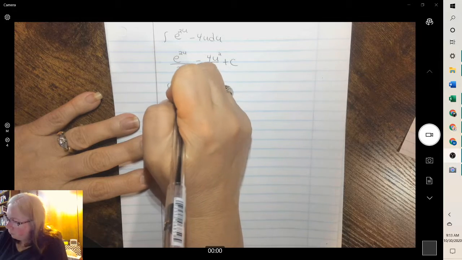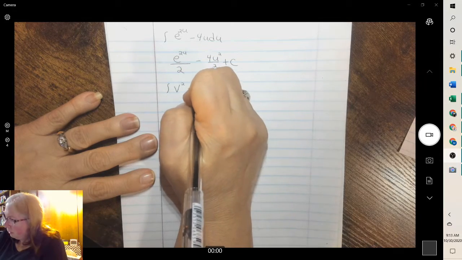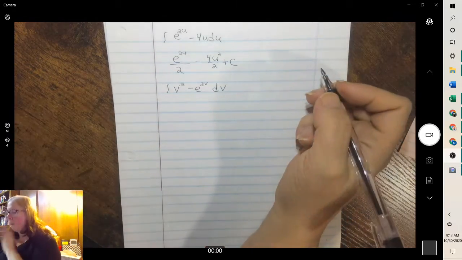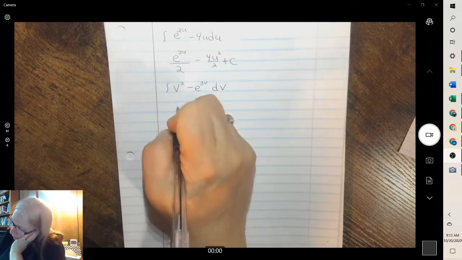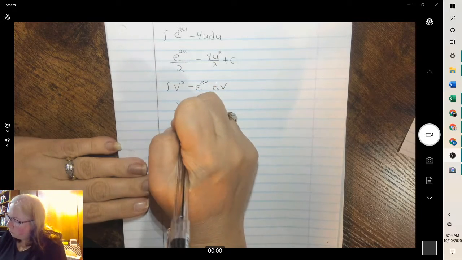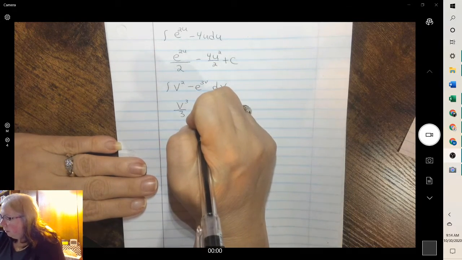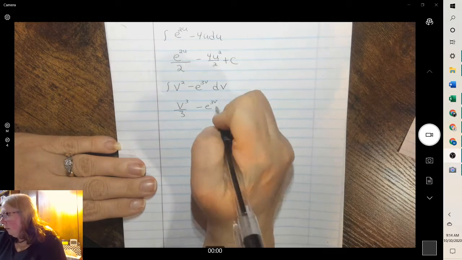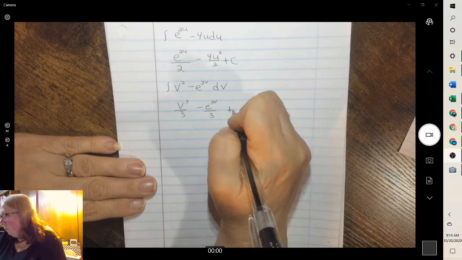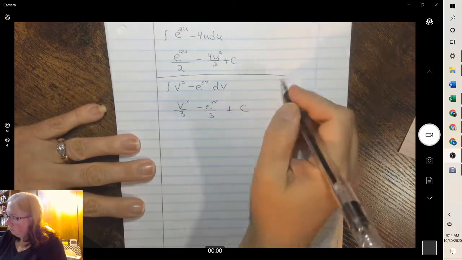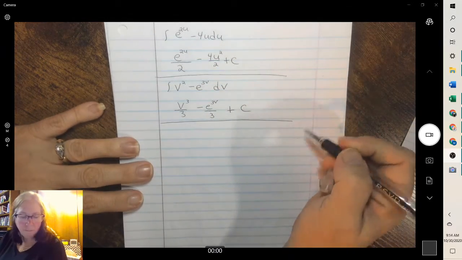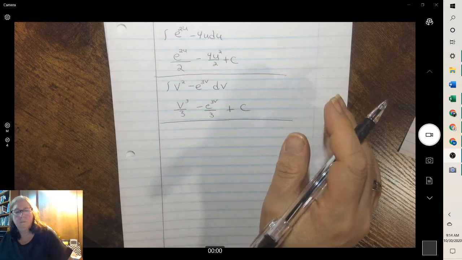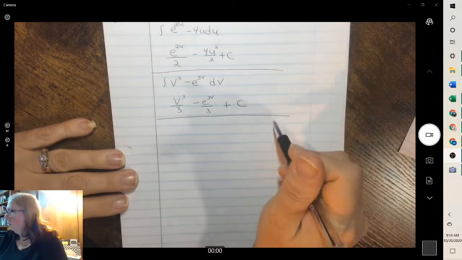Try one more. The integral of v squared minus e to the 3v dv. When we take the integral, we add 1 to the exponent and get v cubed over 3 minus, this one just stays the same, and divide by the derivative of the exponent, plus c. And that's all for the rules.